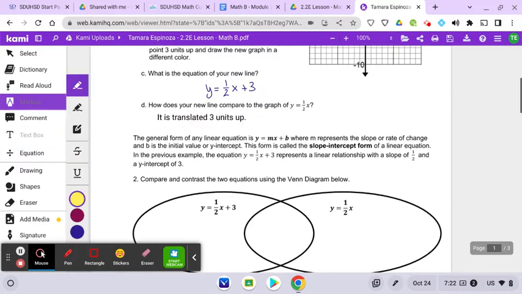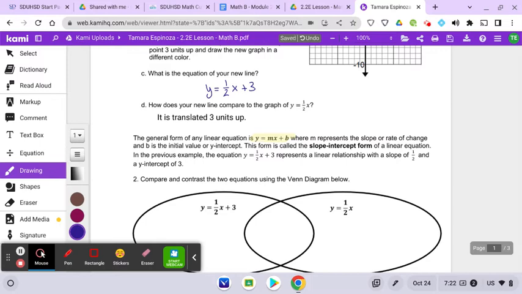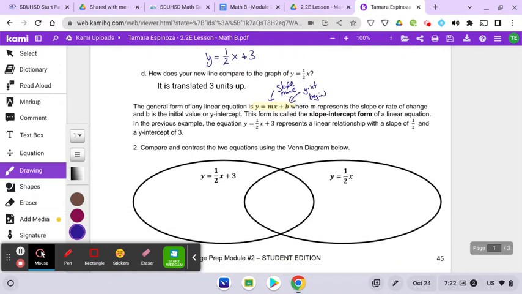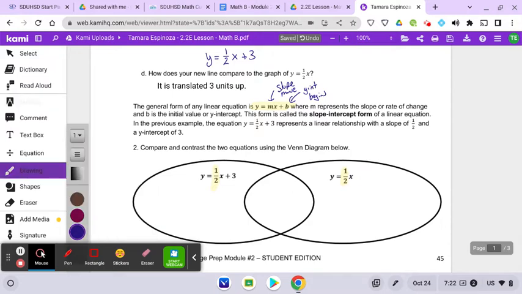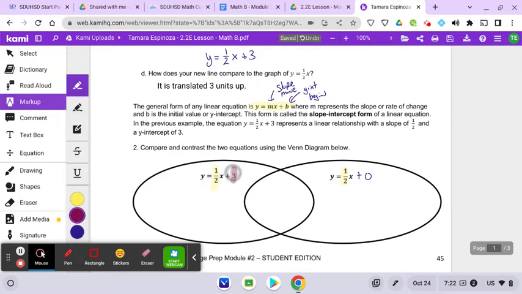Okay, so a lot of important stuff there. We have this format. There's different formats of a line. This is one format we're going to use. Okay, m is the slope. It's how you move. b is the y-intercept. It's where you begin. Okay, so I look at these two. I see they have the same slope, but if I put plus 0 here, plus 0, they have different y-intercepts.